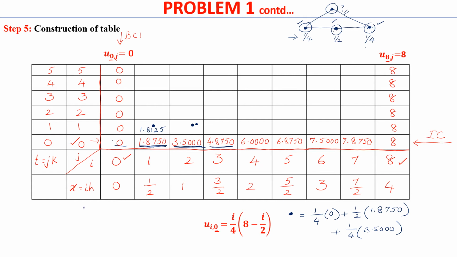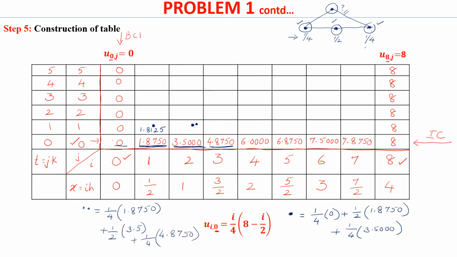Double dot is equal to, yes, tell me. This will be 1 by 4 into the previous row left value. What is the left value in the previous row? 1.8750. Then it will be plus 1 by 2 into, what is the center value? 3.5 plus 1 by 4 into, what is the right value? 4.8750. So what will be the answer if you see in your calculator?